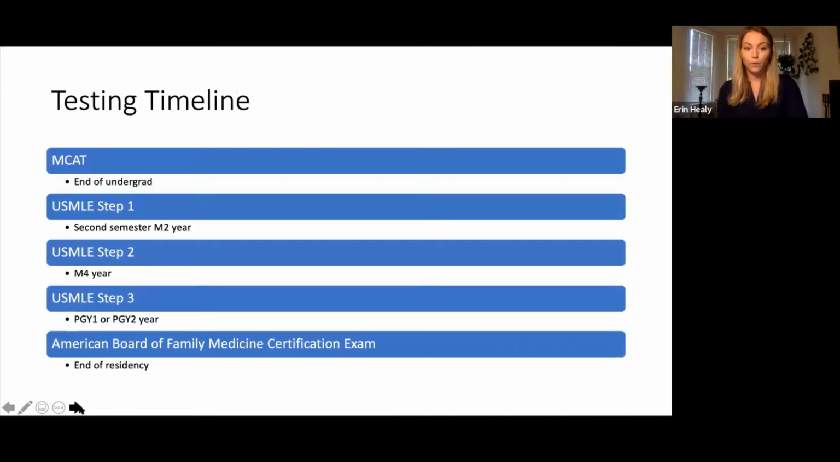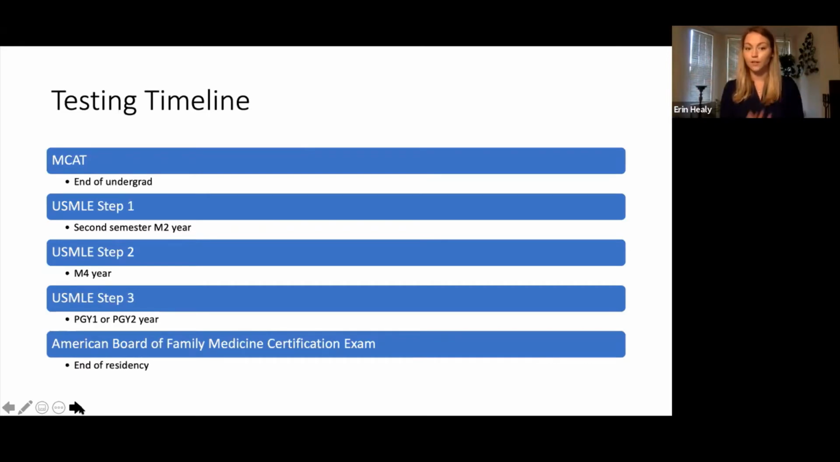So moving forward, testing timeline. So if you guys are all pre-med and interested in medicine, I'm sure you're aware of the MCAT. That's a doozy of an exam. I took mine my junior year of undergrad, and then that is the first of many testing hurdles you will encounter over the course of your medical training. I will now make everything specific about family medicine.